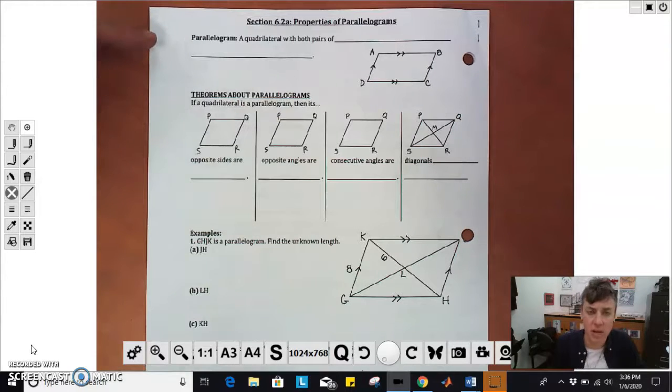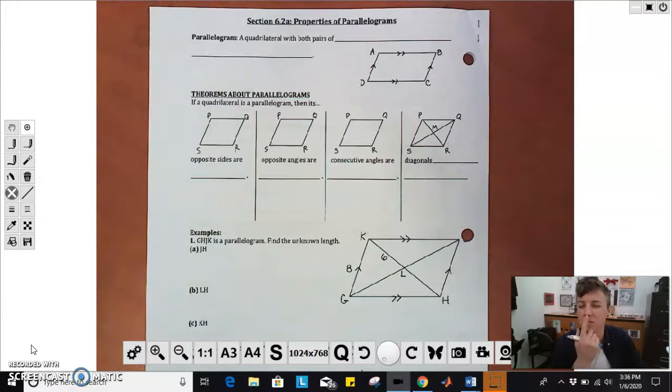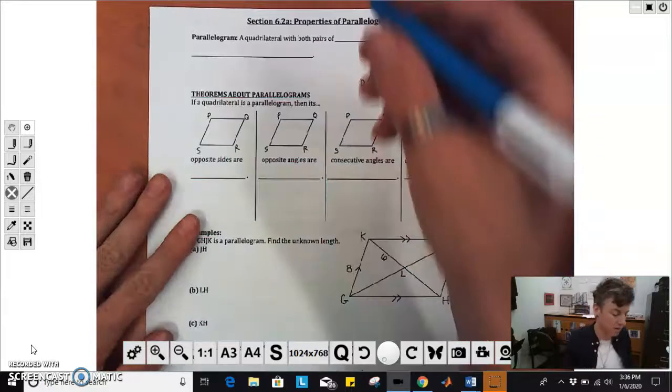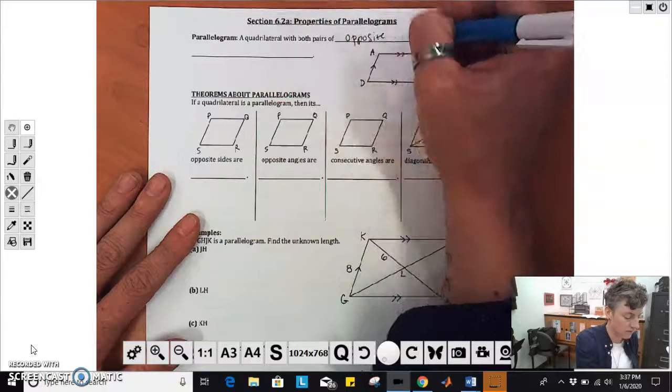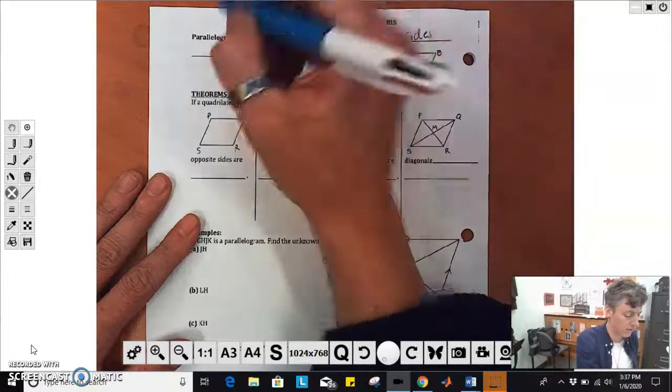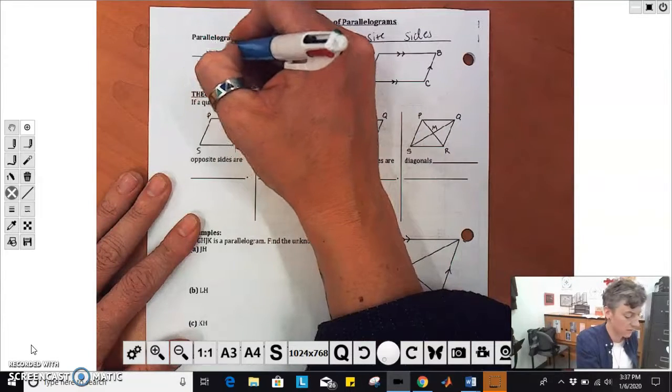Well, what's a parallelogram? It's probably going to have something to do with parallel lines. You're right. A parallelogram is a quadrilateral, meaning it's got four sides. A quadrilateral with both pairs of opposite sides parallel.